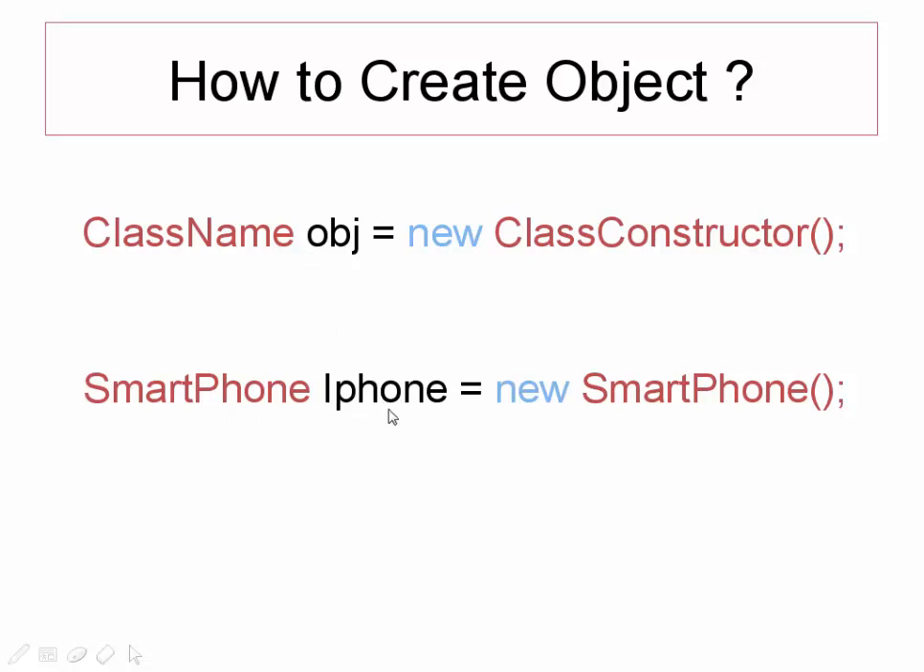In my case it is iPhone, and the new keyword will create a new allocation for your object to reside, and it will call a constructor which will initialize or invoke your object. Constructors are member functions of the class whose name is the same as the class name, but a constructor is different from a method because a constructor does not have any return type, whereas a method does.